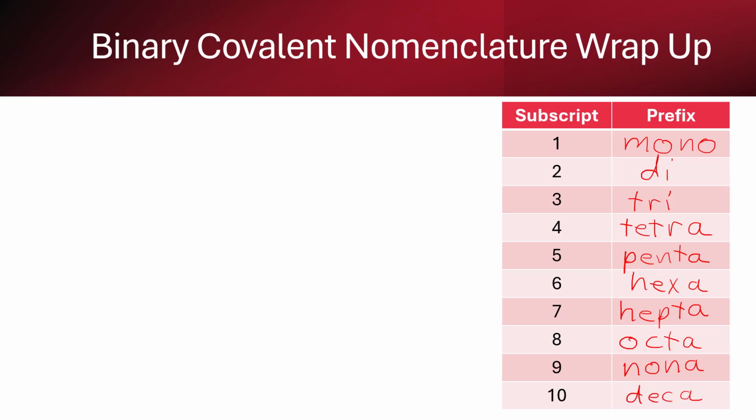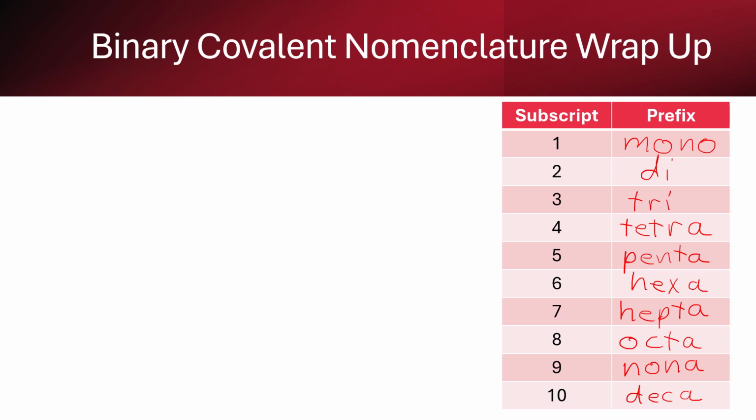When we go to write the names from the formulas, the subscripts turn into these prefixes. If we're going the other way, from the names to the formulas, the prefixes turn into subscripts. Now I've confused myself. Anyway, depending on which direction you're going, subscripts turn into prefixes or prefixes turn into subscripts.